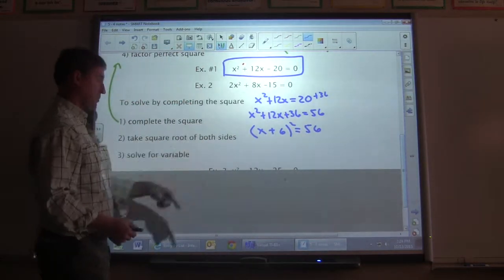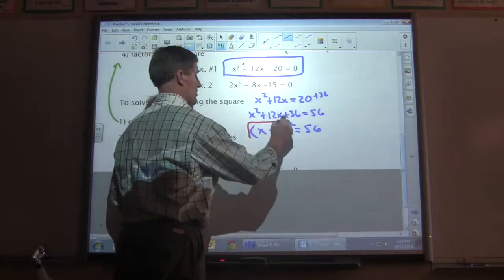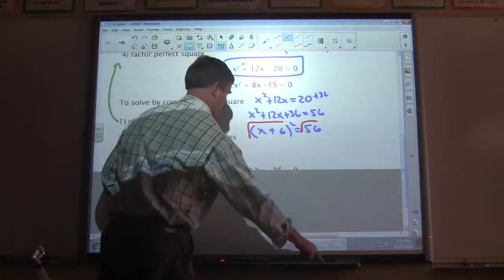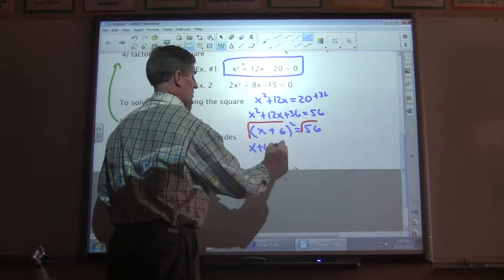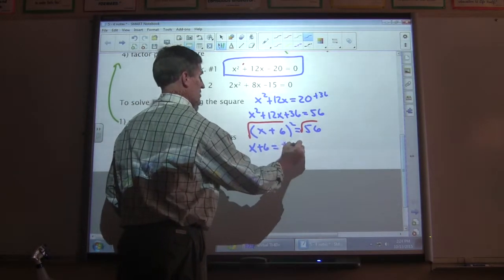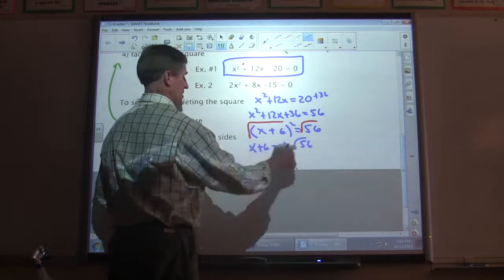And then we take the square root of both sides. So we get x plus 6 equals plus or minus the square root of 56. And subtract 6.